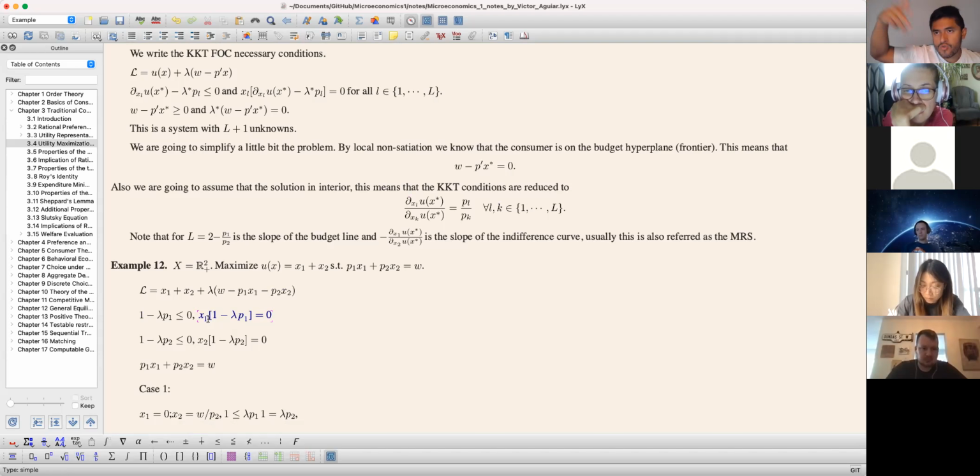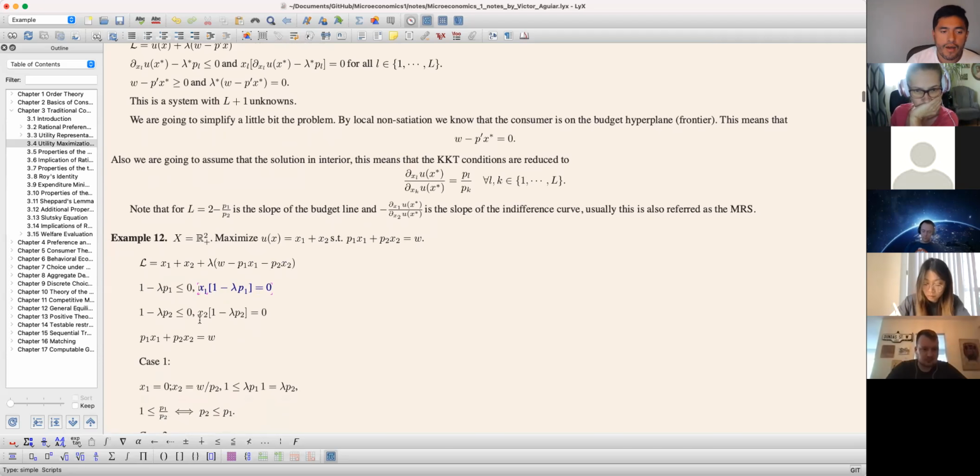That's usually compatible with interior solutions. Imagine now that this inequality holds with a strict inequality, okay? Then this part will never be 0, right? So it must be that x1 is 0, okay? That's how it works. If the first order conditions do not hold with equality, then x1 has to be 0.